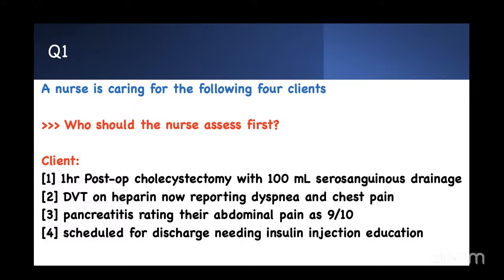Right. Prioritization. Whatever strategy that you have, I call it, you got to be sharp. Pay attention to things that are going to kill the patient. You have, first, 1 hour post cholecystectomy with 100 ml of serous drainage. Second, DVT on heparin now reporting dyspnea and chest pain. Third, pancreatitis rating the abdominal pain 9 out of 10. Fourth, a patient scheduled for discharge needing insulin injection education. Who do you want to see? And put down your answer.